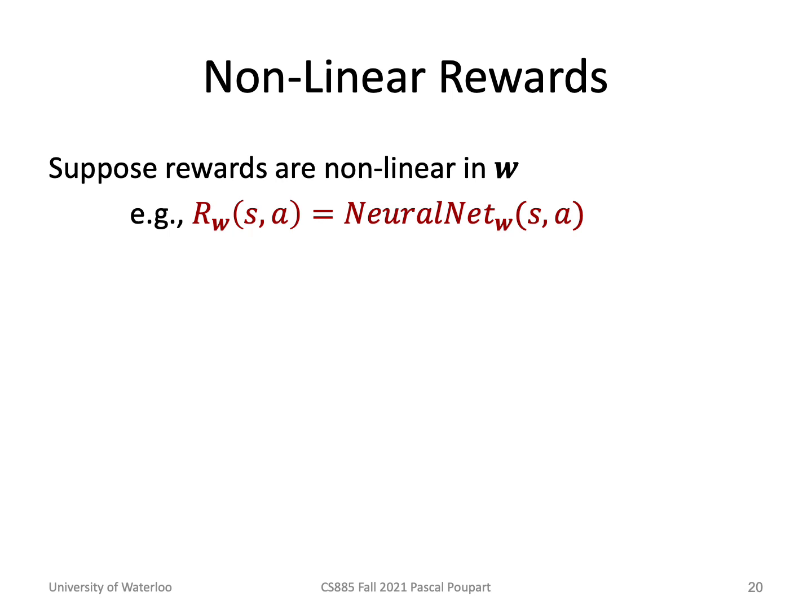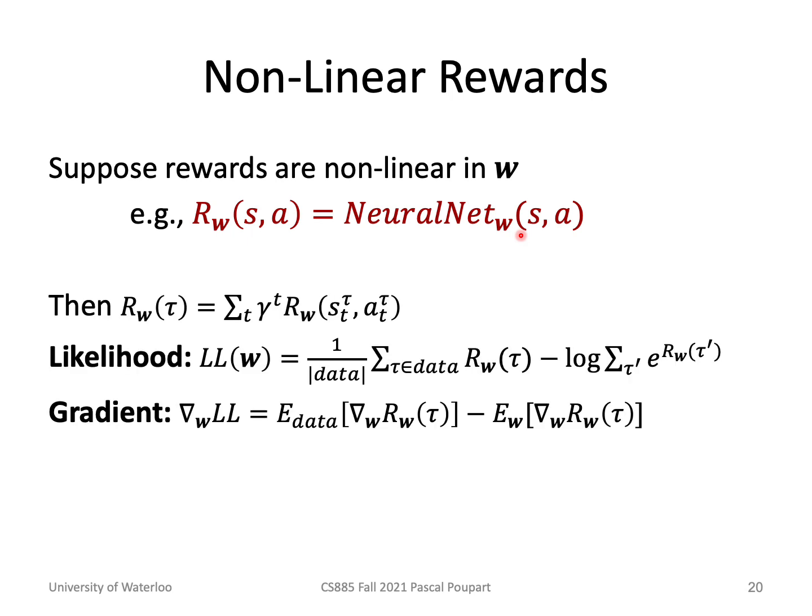Generally speaking, it would be better if we didn't have to assume that the reward function is linear in terms of the weights and the feature vectors. So if we go with nonlinear reward, perhaps we can set the reward function to be a neural network where W denotes the weights of that neural network. When we define the reward function in this fashion, then we can also have a cumulative reward for a trajectory tau as just being the discounted sum of the rewards for every state action pair.